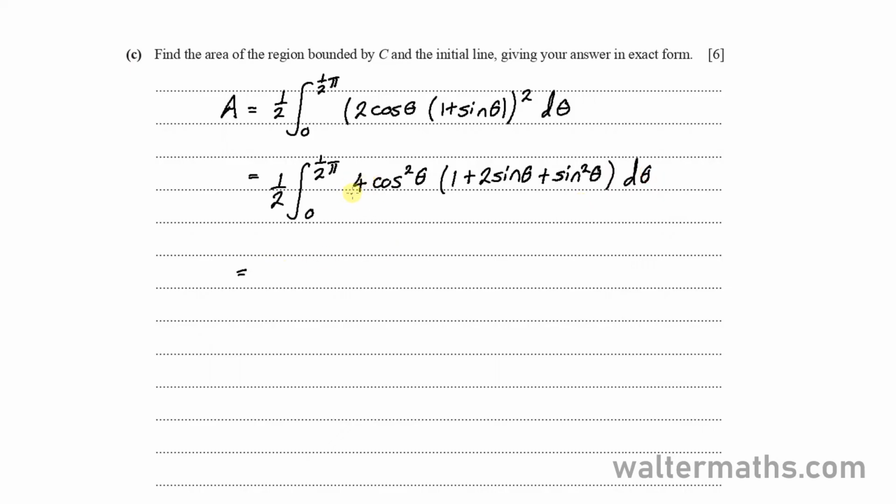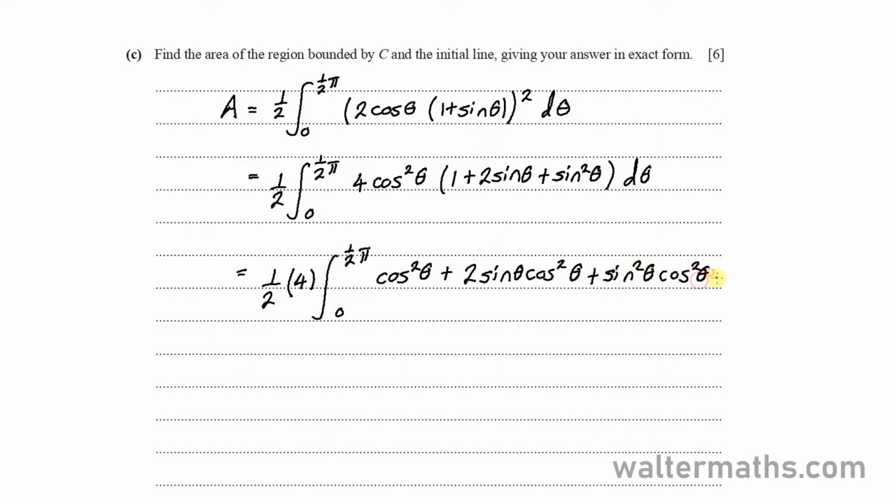Next up, we continue, and I'm going to factor out the 4. So the 4 comes in front, and we have the integral from 0 to a half pi, and I'll have the cos squared theta multiply into the bracket. So we'll be having cos squared theta plus 2 sine theta cos squared theta, plus sine squared theta cos squared theta, with respect to theta.